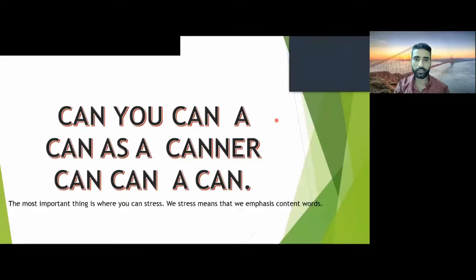Can you can a can as a canner can a can? Can you can a can as a canner can a can? Okay, now it's your turn. Can you say it? Excellent. The most important thing here is where you stress.